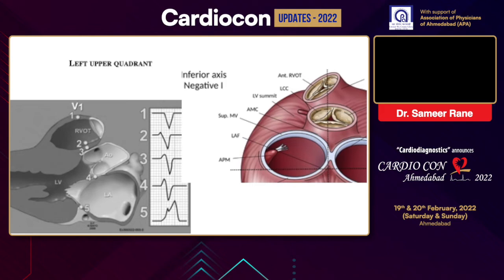The PVCs from the LV summit are a topic on their own. They have a broader QRS morphology suggesting an epicardial origin, a V2 pattern break, and they can also manifest as LBBB or RBBB morphology.